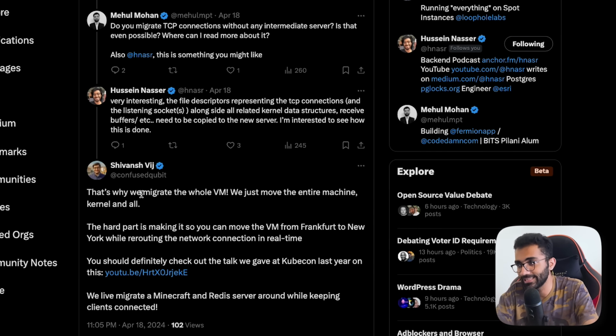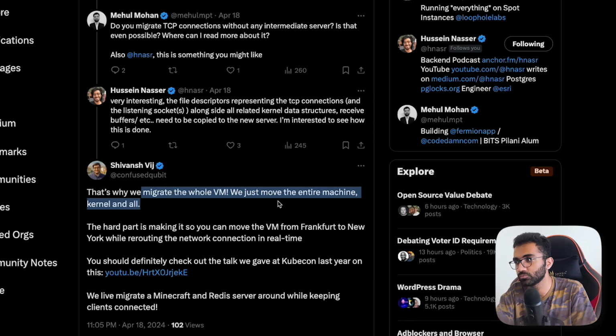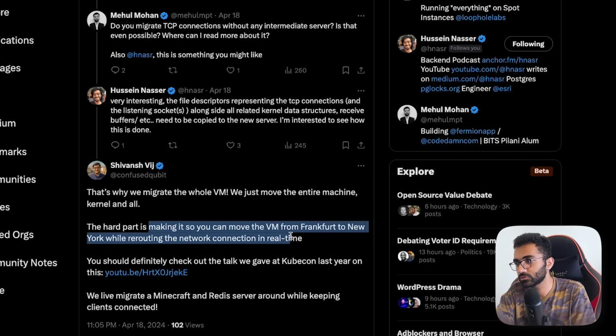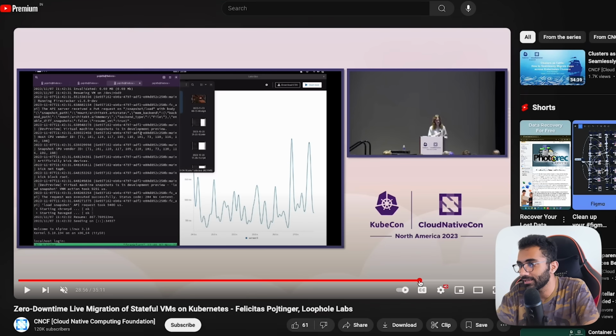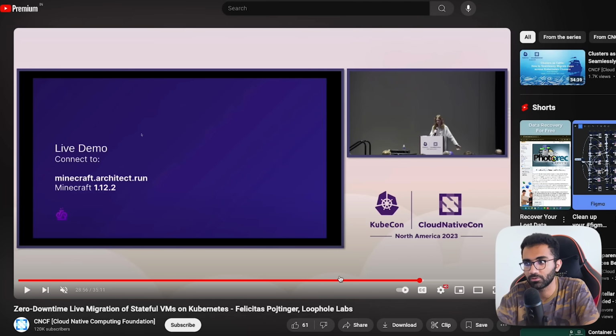And he does say, we migrate the whole virtual machine. We just move the entire machine, kernel and everything. The hard part is making it so that you can move the VM from Frankfurt to New York while rerouting the network connections in real time. I have no idea how this works. This talk is, again, I think this is the same link, zero downtime. I have seen this video, but it doesn't answer those specific questions exactly.